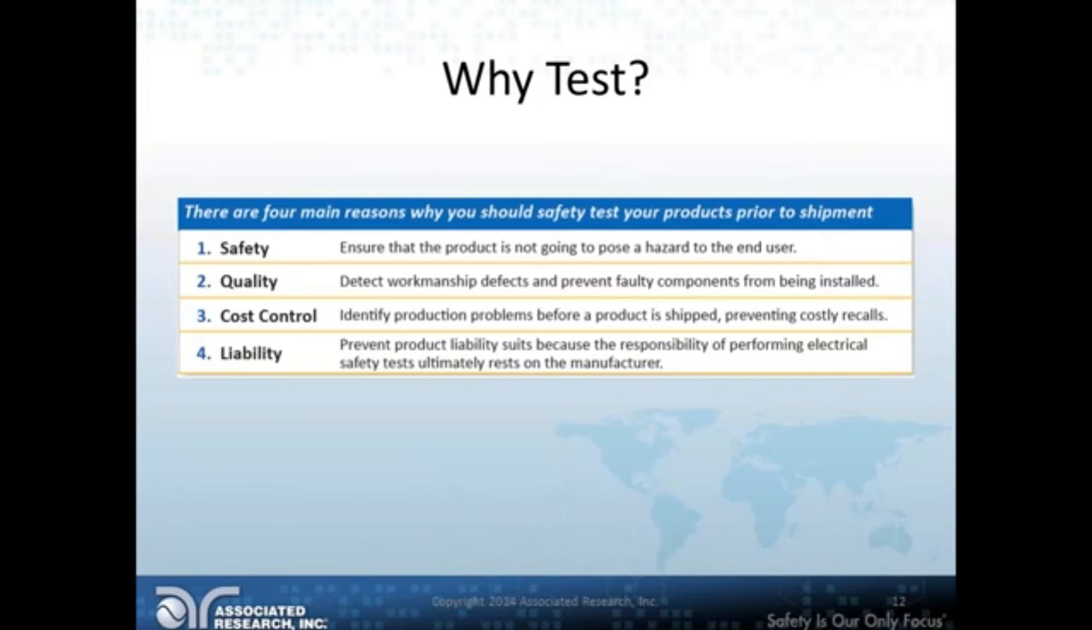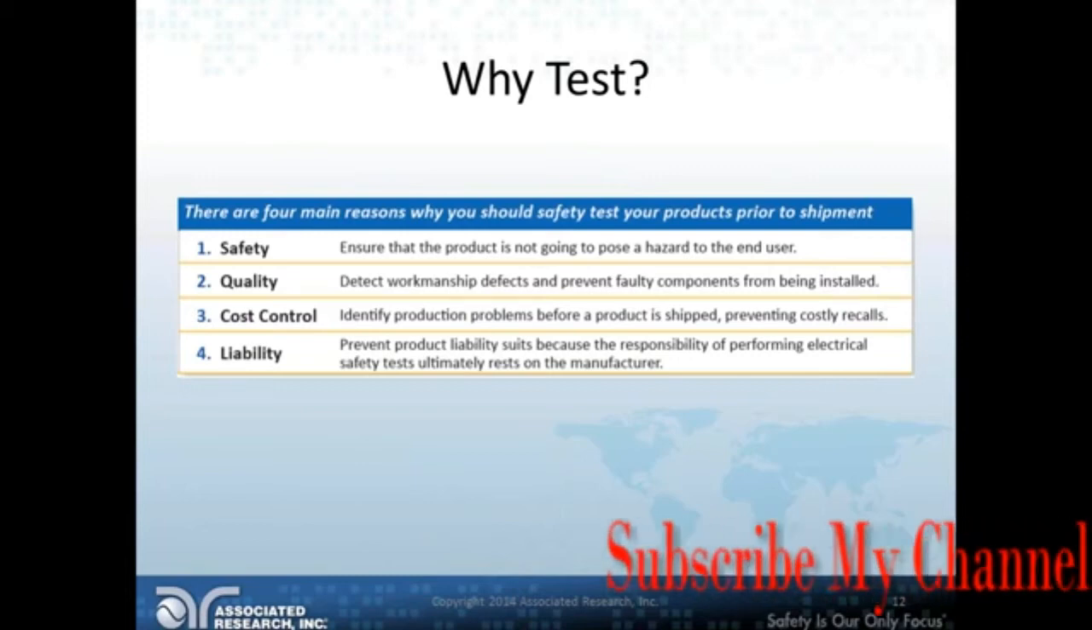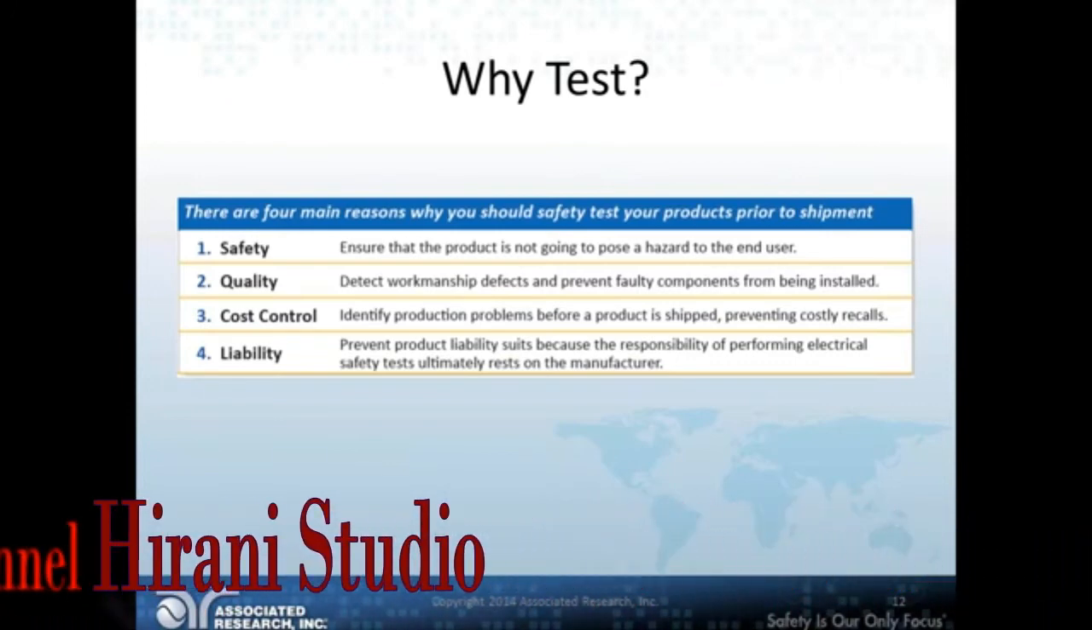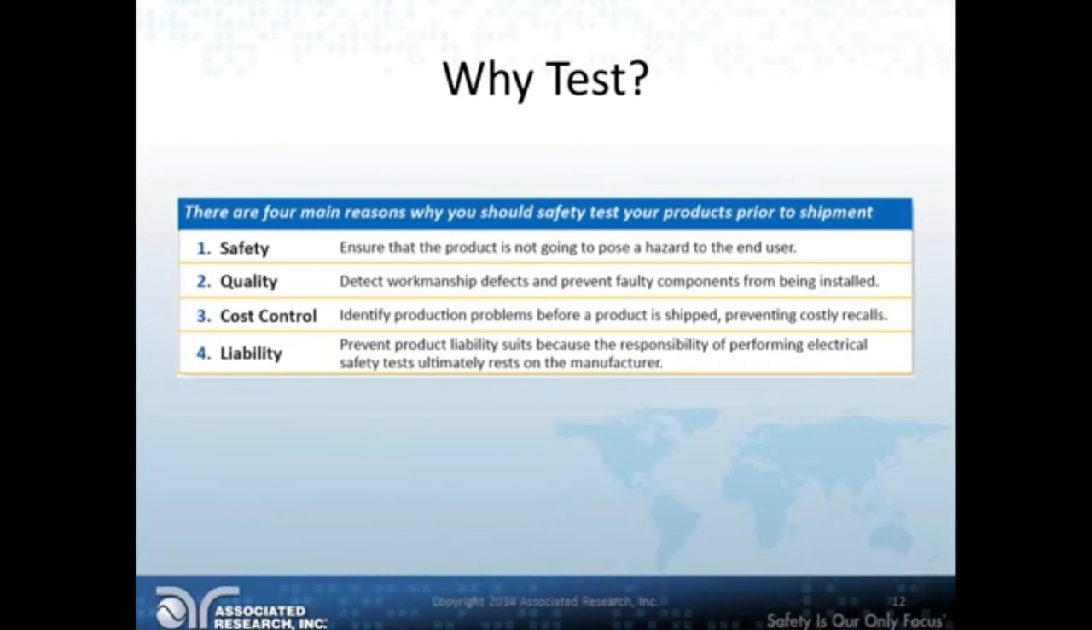Third is cost control. You want to be able to identify a problem before a product is shipped. Because if your product goes out there and somebody gets hurt, you better believe there's going to be a recall. I've seen it in many instances. You can go on websites right now, U.S. government websites, and look at product recalls. It's not a short list. So it's imperative that these products be tested for integrity, especially insulation and grounding materials, before you ship them out. It's going to save you a lot of money in the end. Even though testing can be an expensive endeavor, it's well worth the upfront investment.